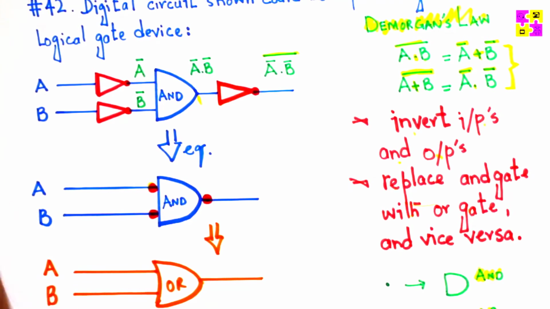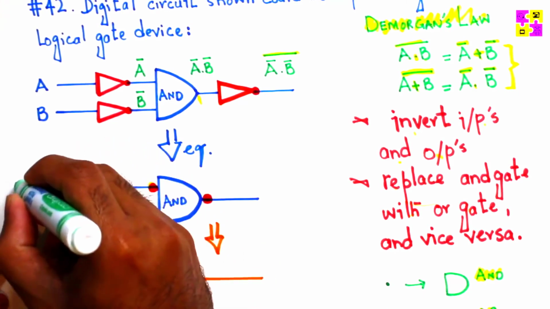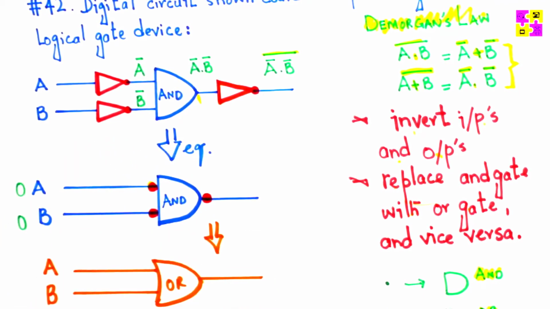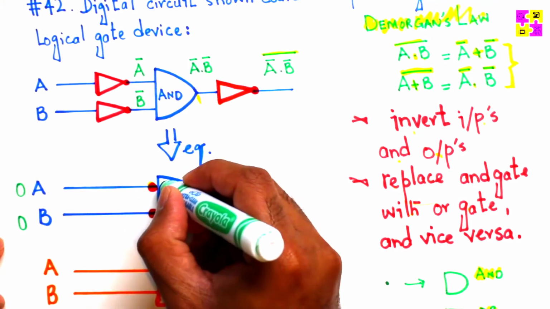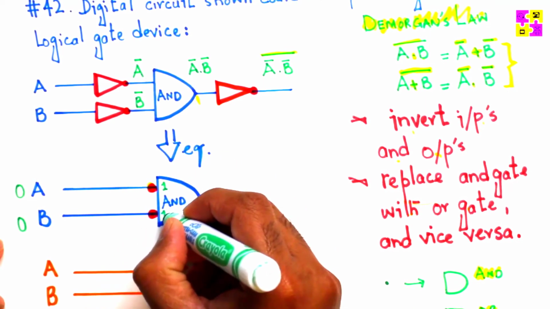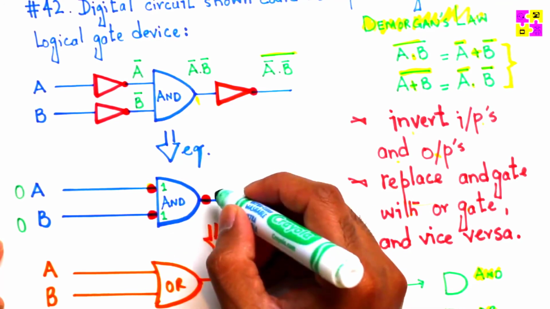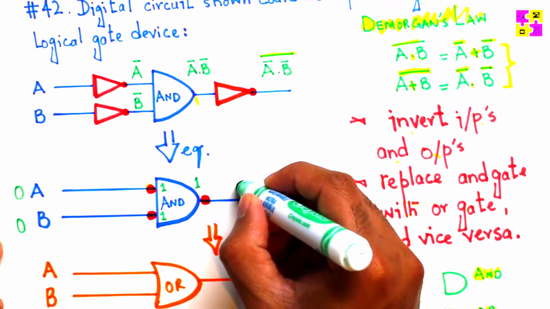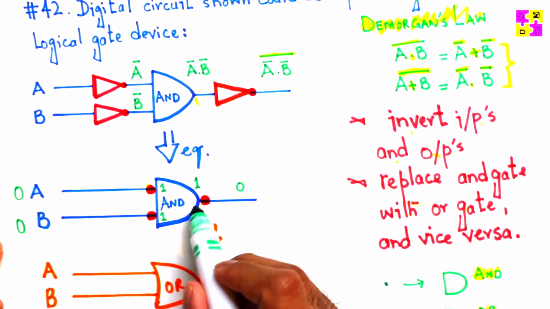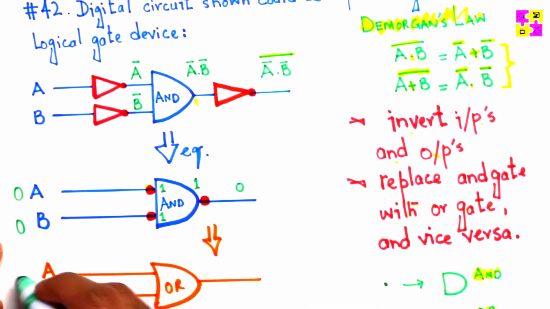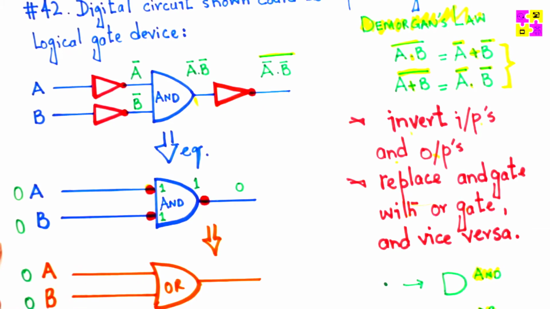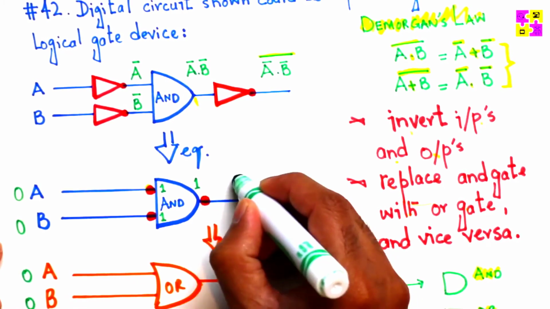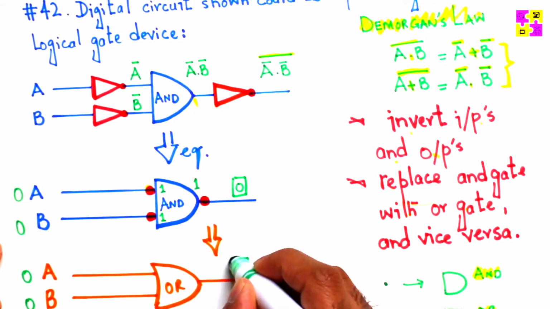And we can just verify it very quickly. Say you got 0 here and 0 here. A and B both are 0, 0. Because there's an inverter bubble here, this becomes 1. This becomes 1. 1 and 1 going through an AND gate gives you 1. And because there's an inverter here, it becomes 0 here. Correct? Because of the inverter, 1 becomes 0. Now again, same inputs. 0 here, 0 here. What is the property of the OR gate when both inputs are 0? You get 0. Both outputs are the same.